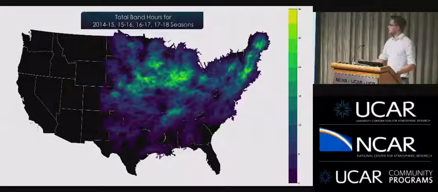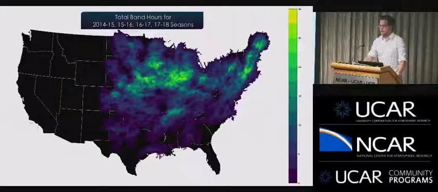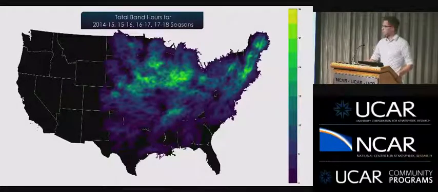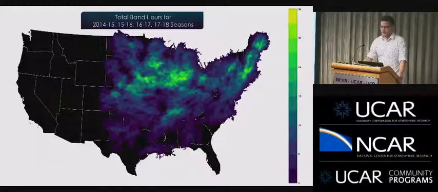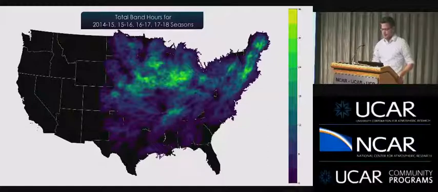So we applied this to the observations first to create sort of a snowband climatology. So this is for the 2014, 15, 15, 16, 16, 17, and 17, 18 winter seasons. We defined a winter season as November 1st through March 31st. And we see a pretty well-defined banding maximum from Nebraska east through Michigan, where they receive at least 30 banded hours over the course of the 4 seasons. And then there's sort of a secondary maximum over the northeast.